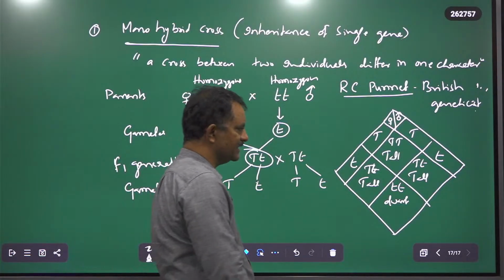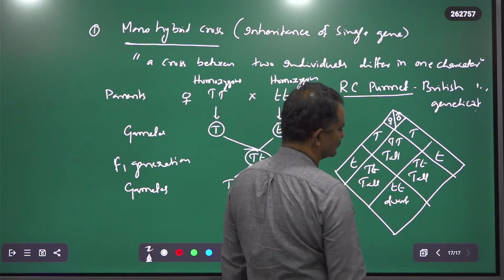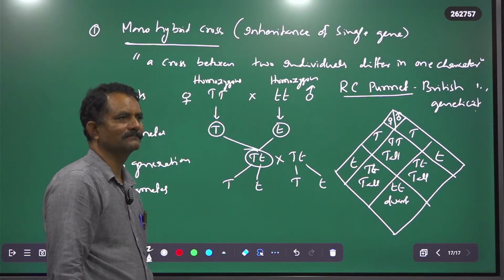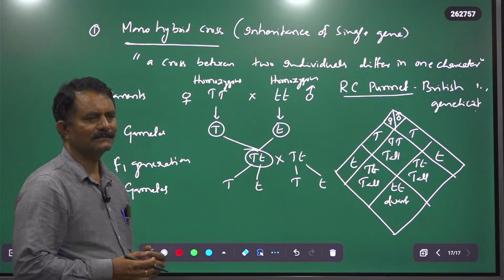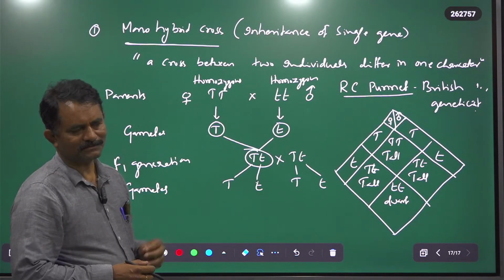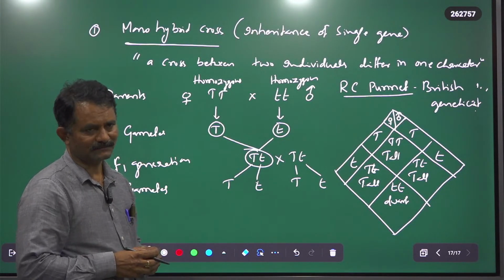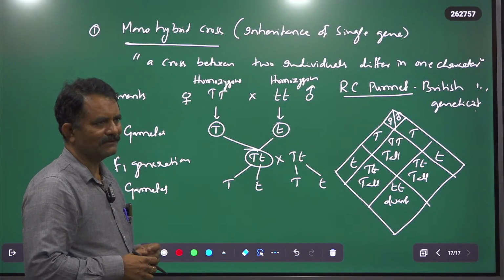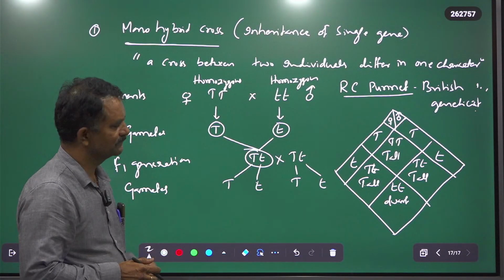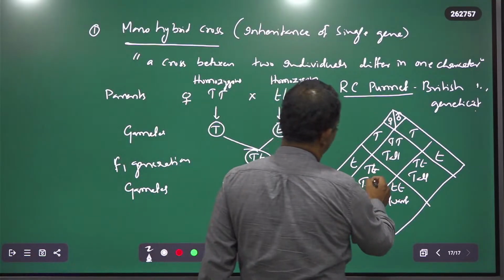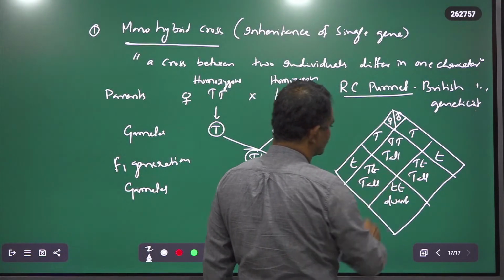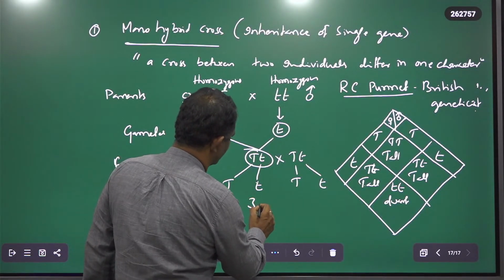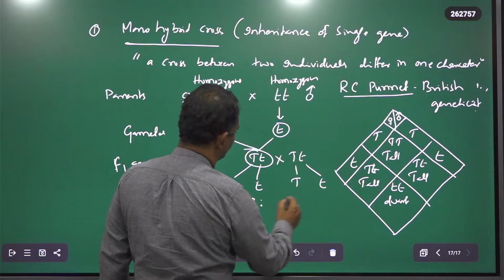Right, we can see 3 tall. What we can see is the phenotype. Only the character we can see, that is the phenotype. Genotype we can't see. By watching the phenotype we can imagine the genotype. Tall, dwarf. How many tall? There are 3 tall plants, and 1 dwarf plant.